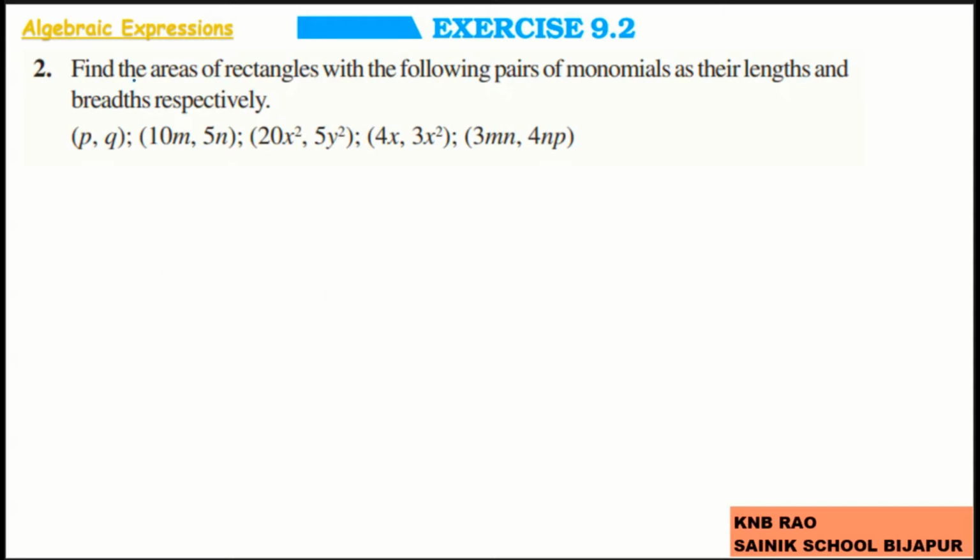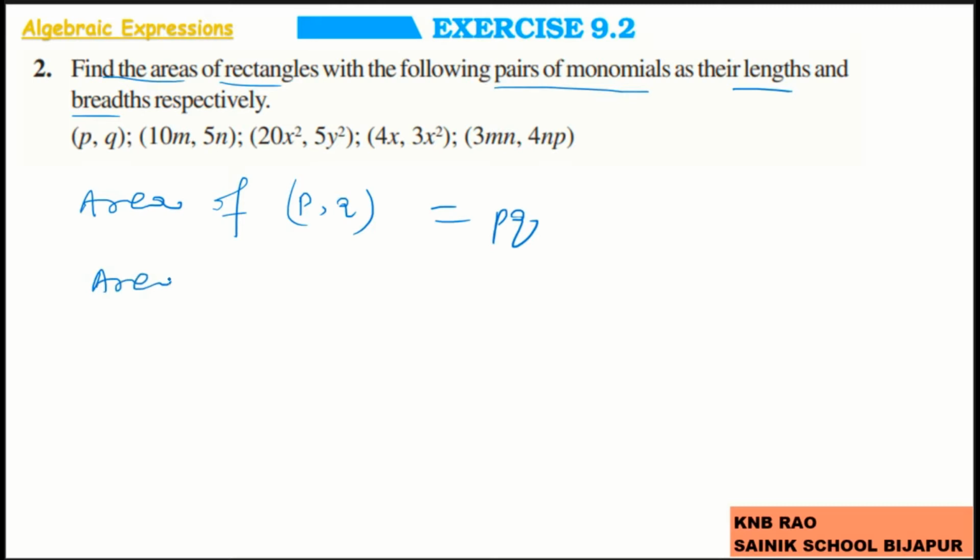Now coming to question number 2, find the area of any rectangle with the following pairs of monomials as their length and breadth. You know how to find area. When you know length and breadth, you will find area as length into breadth. For length p and breadth q, the area is pq.